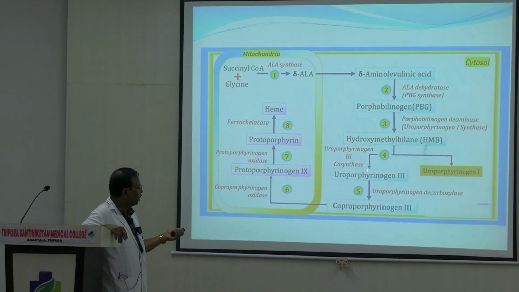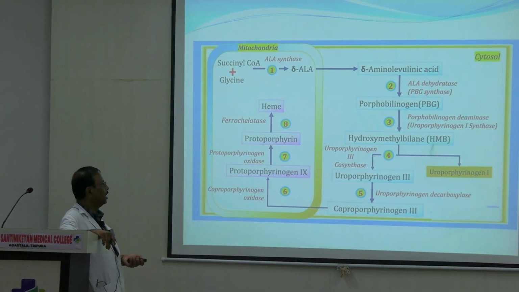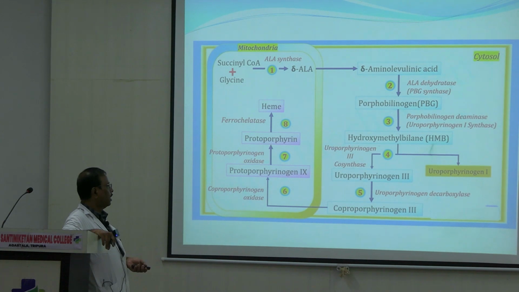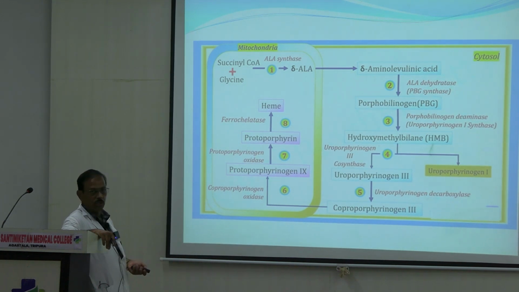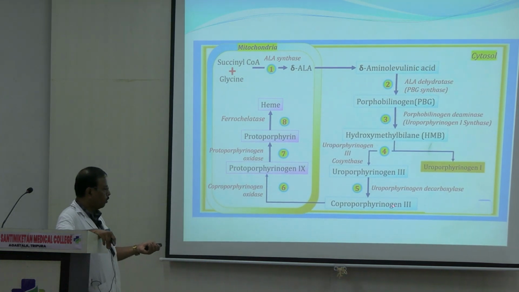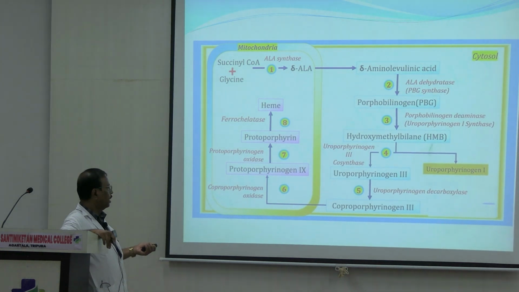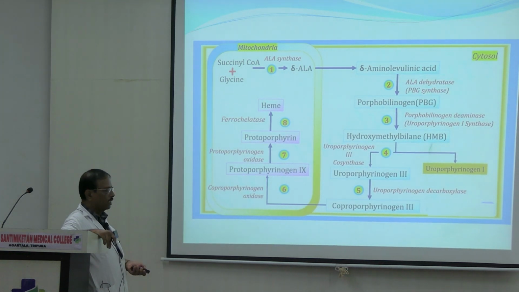Then uroporphyrinogen 3 is produced from hydroxymethylbilane with the help of the enzyme uroporphyrinogen 3 cosynthase. Then coproporphyrinogen 3 is produced by the enzyme uroporphyrinogen decarboxylase.